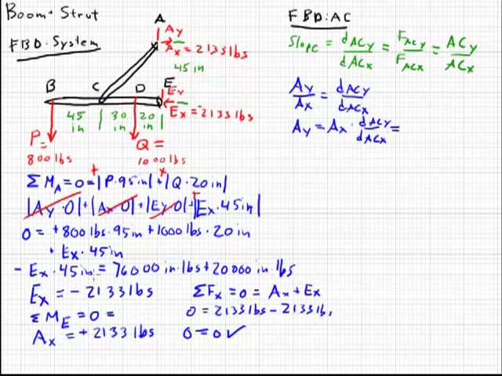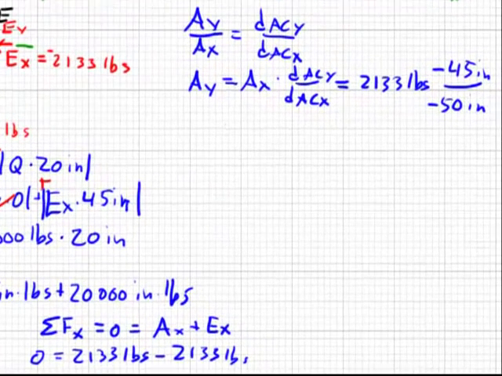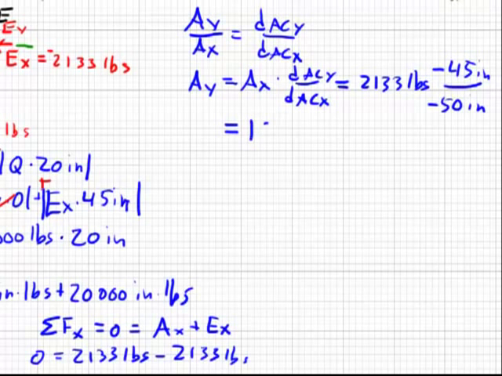So AX is 2,133 pounds. From A to C, we go down 45 inches. And from A to C, we go to the left, or negative 50 inches. Doing this calculation, we find that AY equals 1,920 pounds.